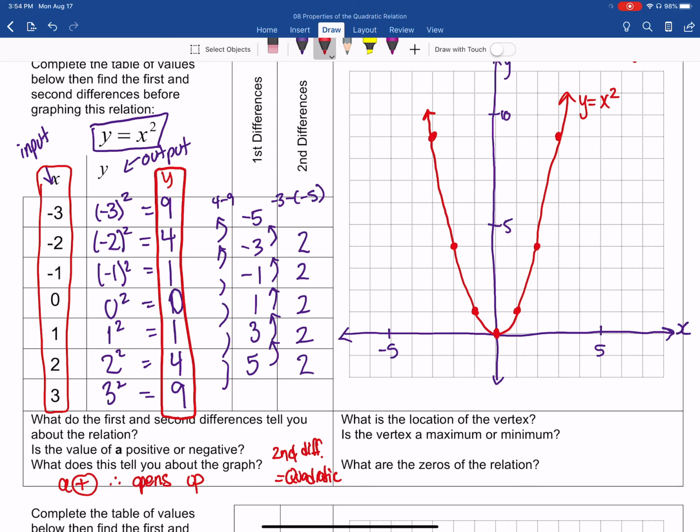What is the location of the vertex? So the vertex is this point there, and just tell me the coordinates of that point, which is 0, 0. Is the vertex a maximum or a minimum value? And that means, is it the highest point of the parabola or the lowest point in the parabola? And it's the lowest point, right? Our red graph, our red curve here, doesn't go lower than 0, so it is a minimum.